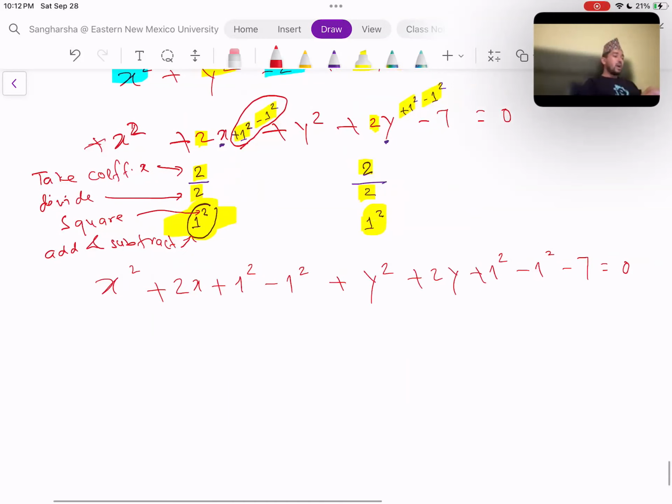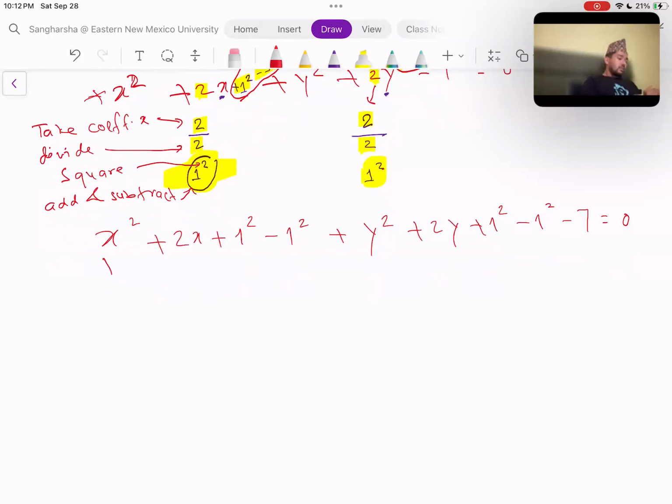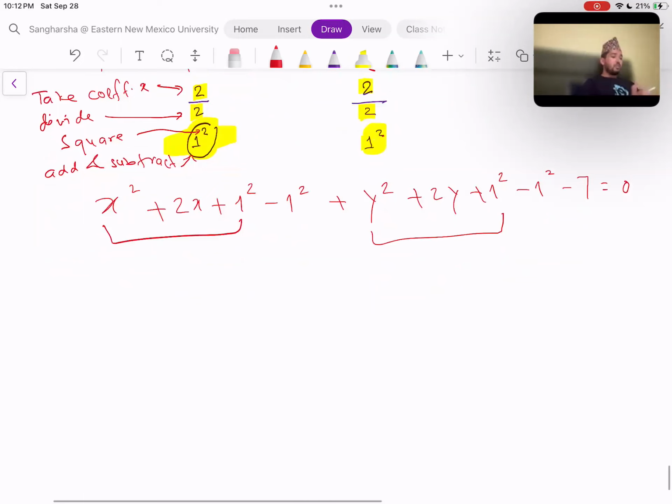And for the y, it's the same thing. You take the coefficient of y, divide by 2, square it, and you are adding and subtracting in the same side. Okay, does anyone have question? Good. Now, these 3 terms, and we rewrite these 3 terms as a perfect square of a binomial.